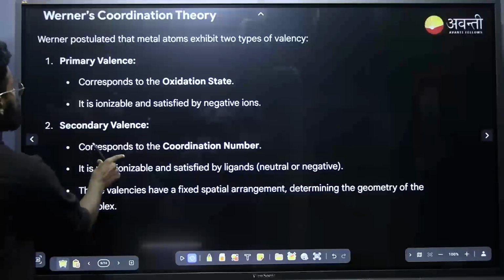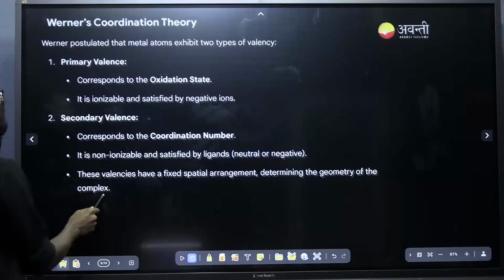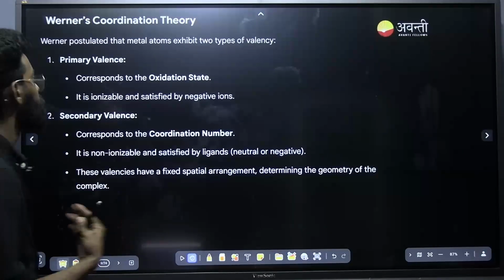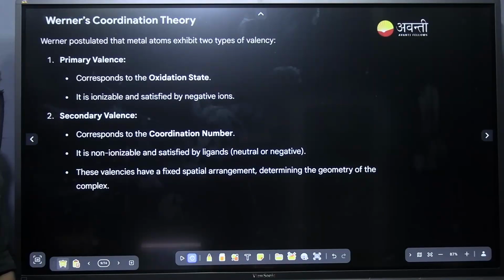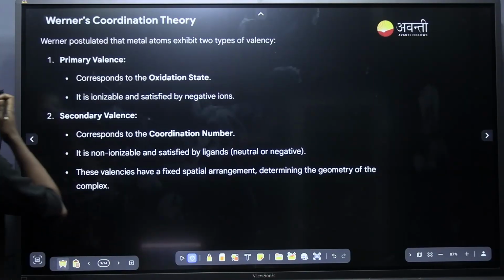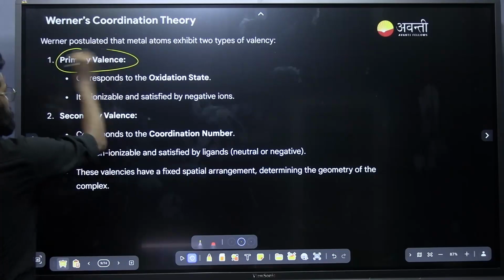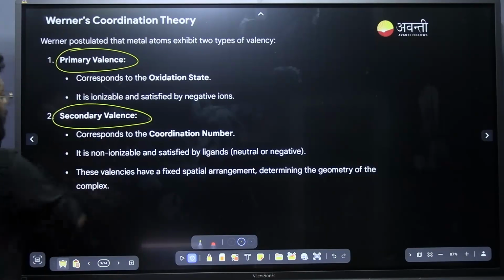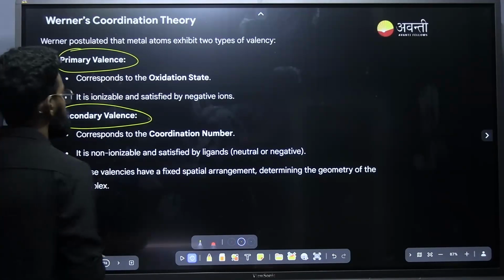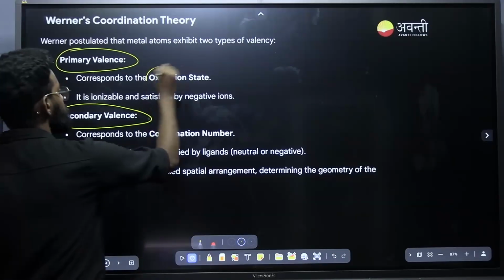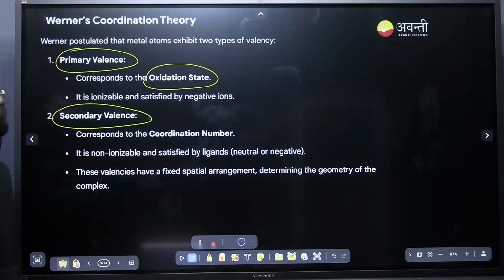Next one is about Werner's coordination theory. Actually, this is one of the first or primary theories that is used to explain coordination compounds. That is Werner's theory. It's very simple. According to Werner's theory, there are two types of valencies: one is primary valency and another one is secondary valency. What is primary valency? It is just the oxidation state of the compound.